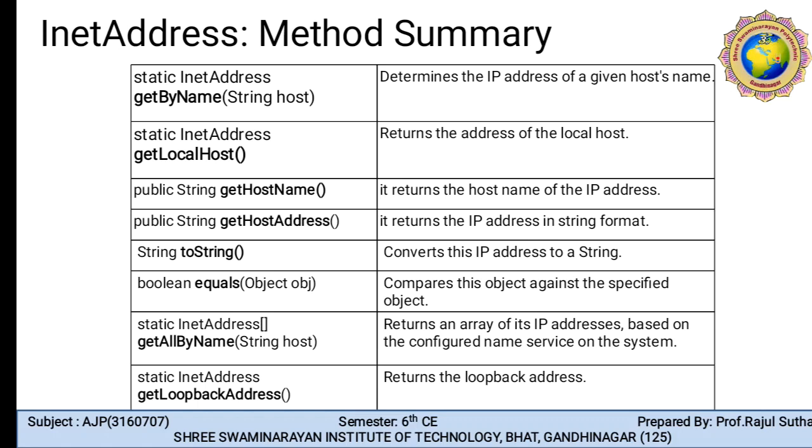The next method is toString, which converts the IP address to a string. Boolean, why do we require boolean? For true and false values. So boolean equals(Object obj) compares the object against the specified object. Static InetAddress[] getAllByName(String host) returns an array of IP addresses based on the configured name service on the system. And the last one, static InetAddress getLoopbackAddress(), returns the loopback address.